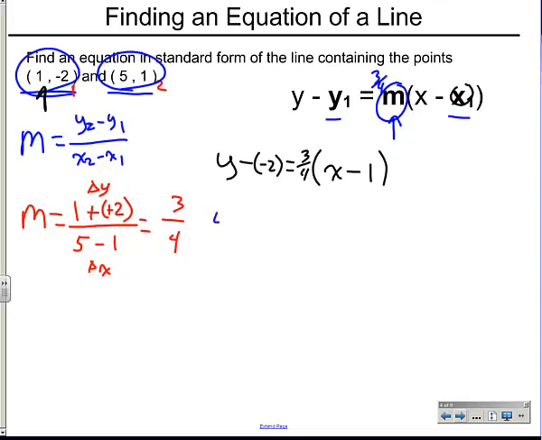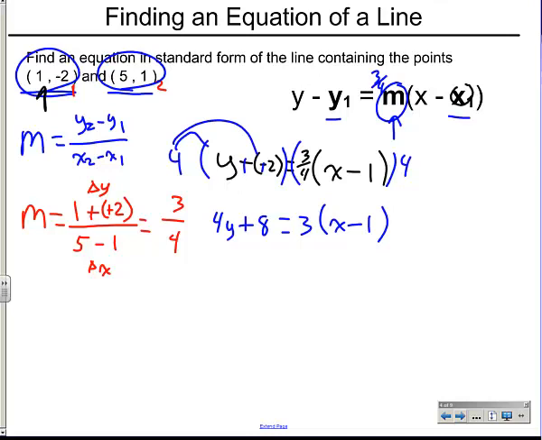So I get a 4y, and this is a plus 2, so 4 times 2 is going to give me a positive 8. Remember, what I'm doing here is timesing by 4. And I still have a 3 times x minus 1 on the right hand side. So I distribute here and here. Then I'm going to go ahead and distribute my 3.